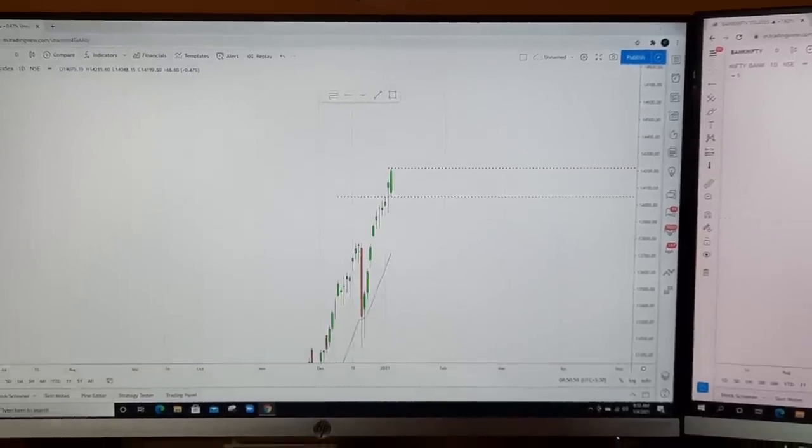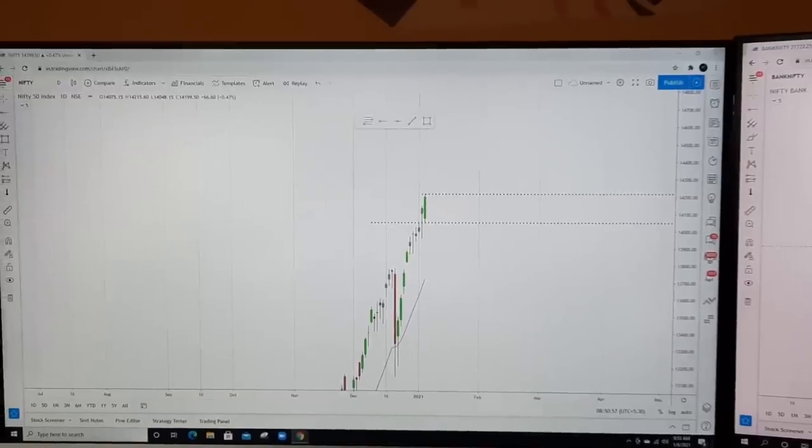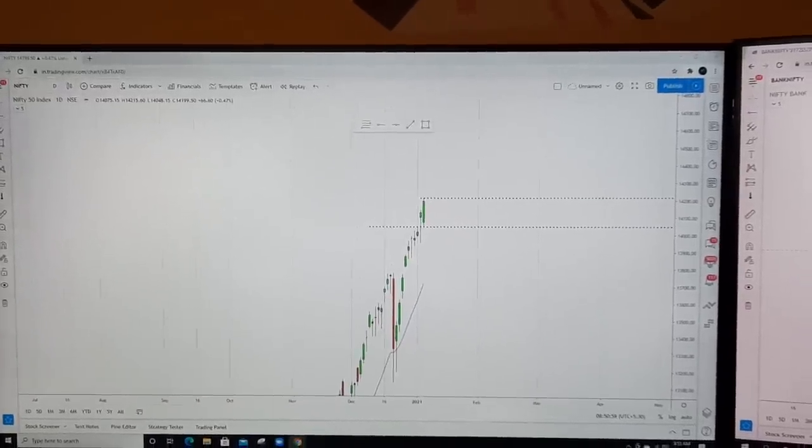Okay, now let me show you how I do the analysis. You can see that market is yet to open. Time is around 8:50 and already I am analyzing the charts, both Nifty and Bank Nifty. You can see that on one screen I have Nifty and on another screen I have Bank Nifty. I have a dual screen here. And how am I analyzing this chart?